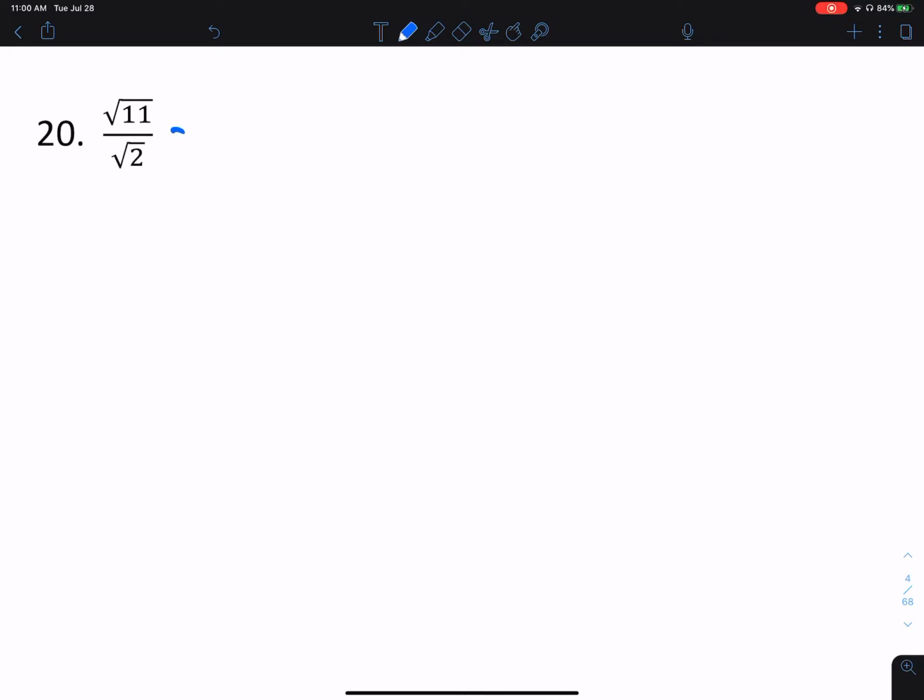Finally, number 20. I'm going to multiply this by square root of 2 on the top and bottom, same as multiplying by 1. And I get square root of 22 over 2. This radical, if you break it into prime numbers, you get square root of 2 times square root of 11. There's no pairs. And this is on the outside of a radical, so we can't simplify it this way, so we are finished.